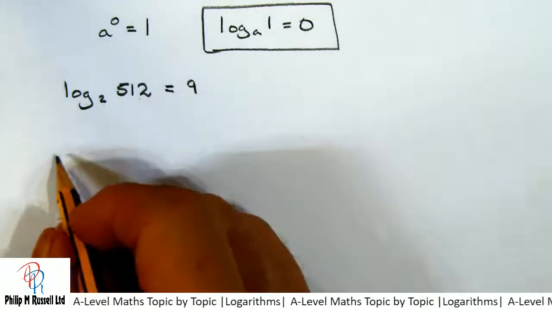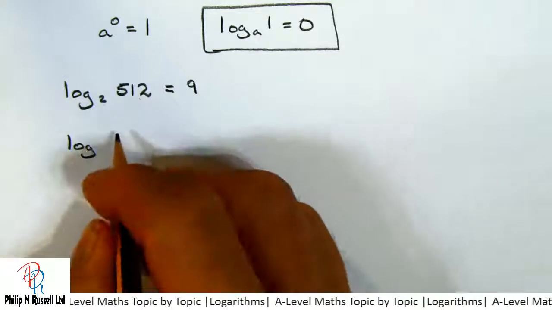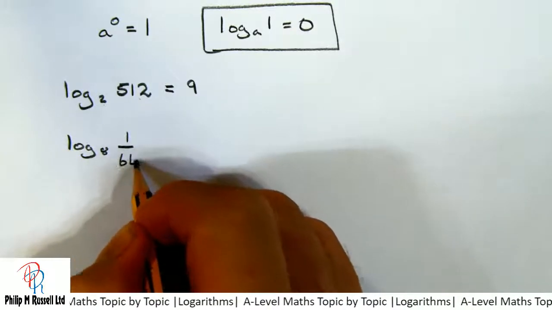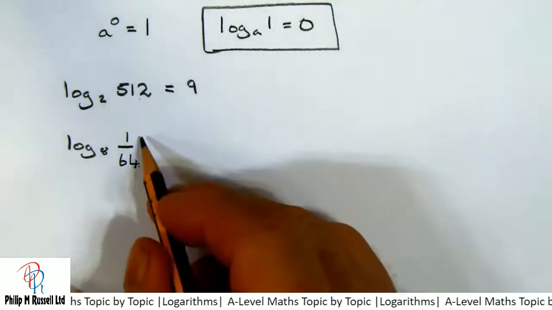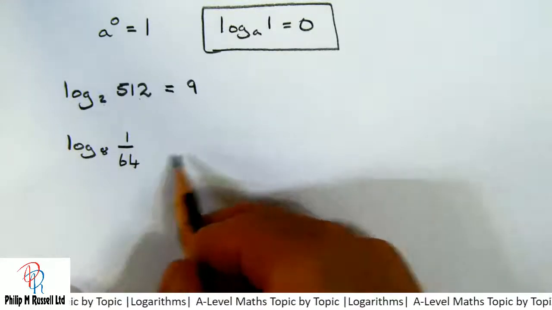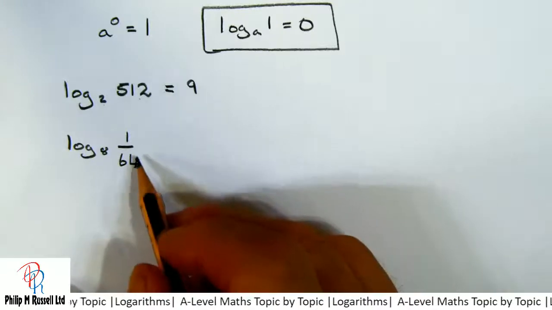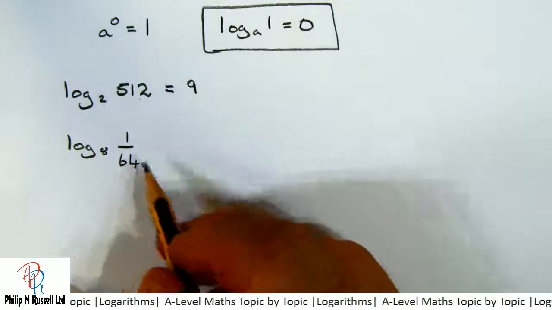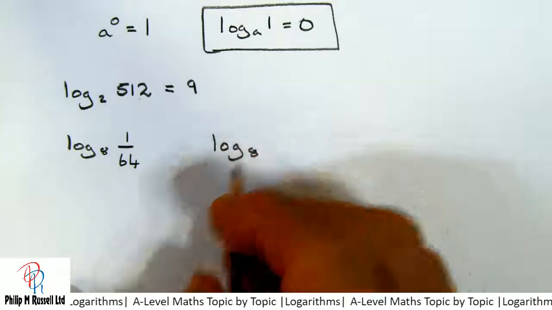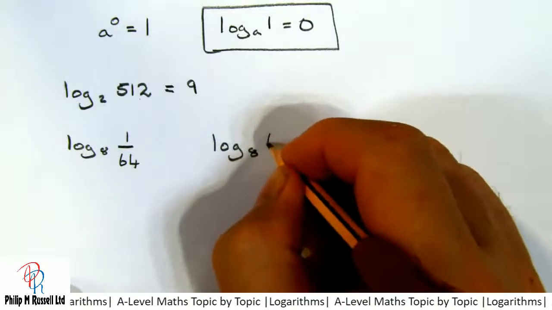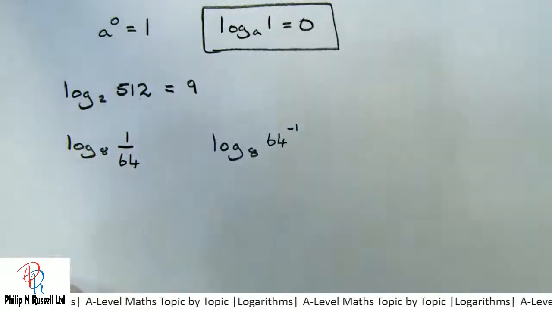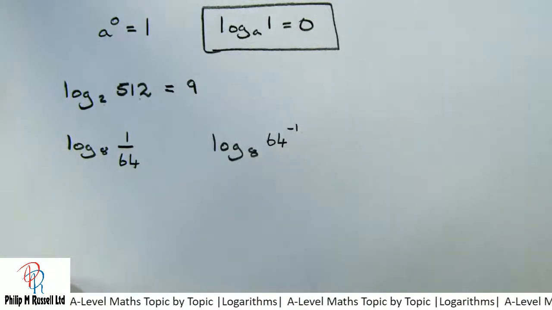If I'm asked what is log to the base 8 of 1 over 64, well, that's the same as saying what is 1 over 64 expressed as a power of 8. Now, I'm not very good with these numbers, so I could write this as log to the base 8 of 64 to the minus 1. Oh, that's looking horrible, isn't it?